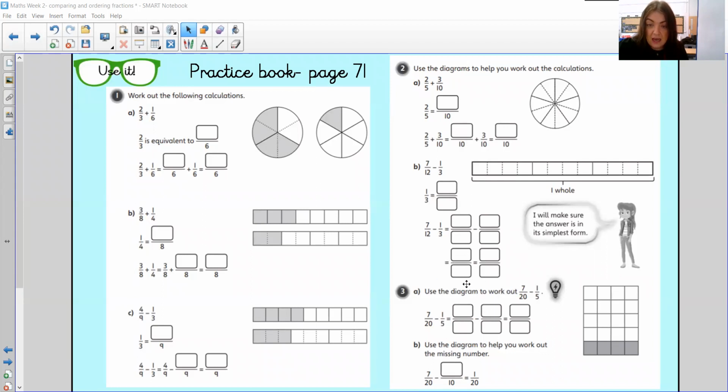And then this one here, using the diagram to work out 7/20 take away 1/5. Okay, so using this diagram here to help you to solve this. So the same number sentence setup. This is the original sentence. This is what I'm going to do now, and this is my answer. Okay, this one here, they've given you the answer, but which numerator is missing that's going to give you that answer? Be careful because they have got different denominators. So you might have to do a bit of extra working out here.